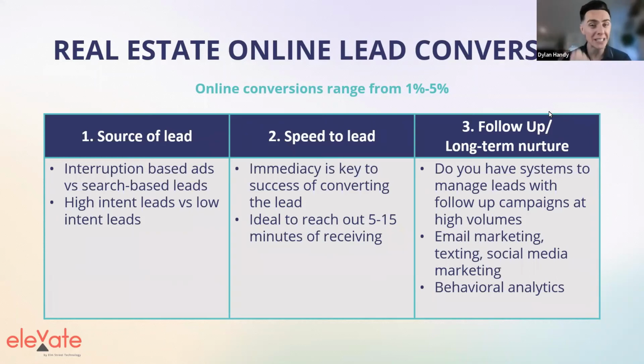But number 2 is speed to lead. This is an important factor, right? So we know immediacy is key when trying to convert your online leads. The faster you get to those leads, the better the conversion. So whether you're contacting those leads yourself and being a rock star at getting to them within a few minutes, or maybe you have an automated system that responds, or my personal favorite is, do you have a lead concierge scrubbing service that does that for you? The most ideal time to communicate with a lead is around 5 to 15 minutes.